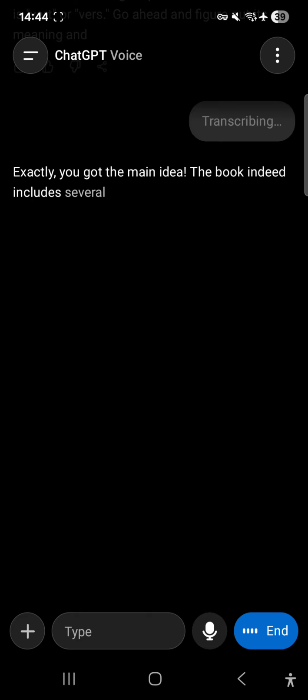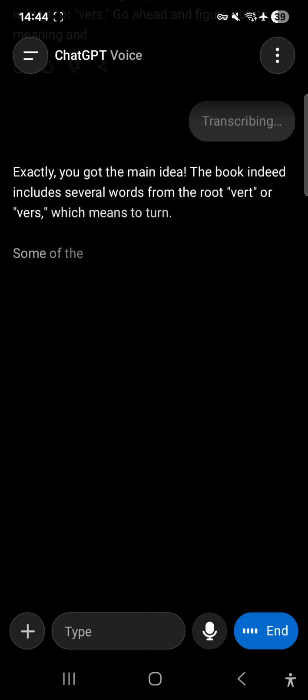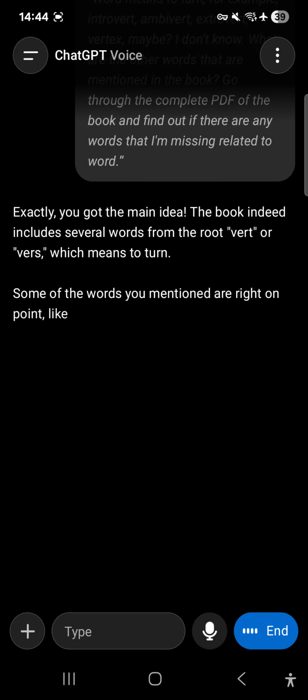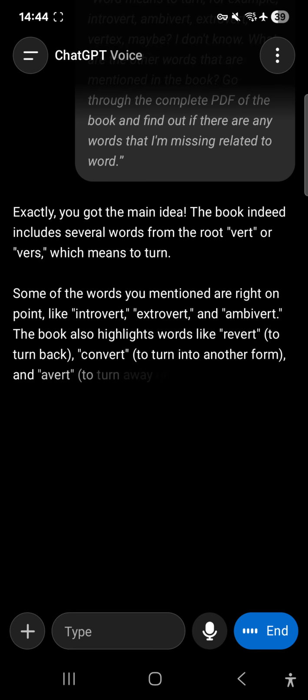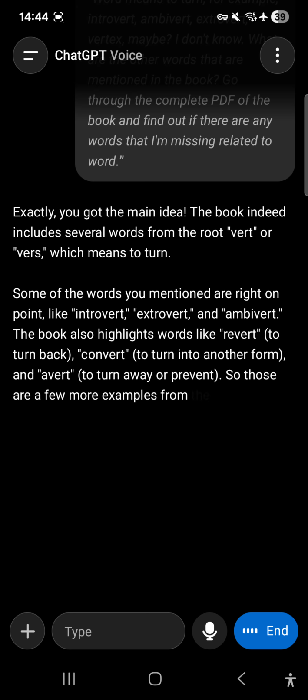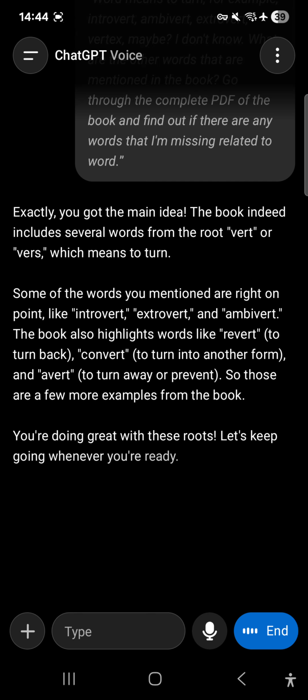Exactly. You got the main idea. The book indeed includes several words from the root vert or verse, which means to turn. Some of the words you mentioned are right on point, like introvert, extrovert, ambivert. The book also highlights words like revert, to turn back, convert, to turn into another form, and avert, to turn away or prevent. So those are a few more examples from the book. You're doing great with these roots. Go ahead, let's keep going whenever you're ready. Ask other root word.